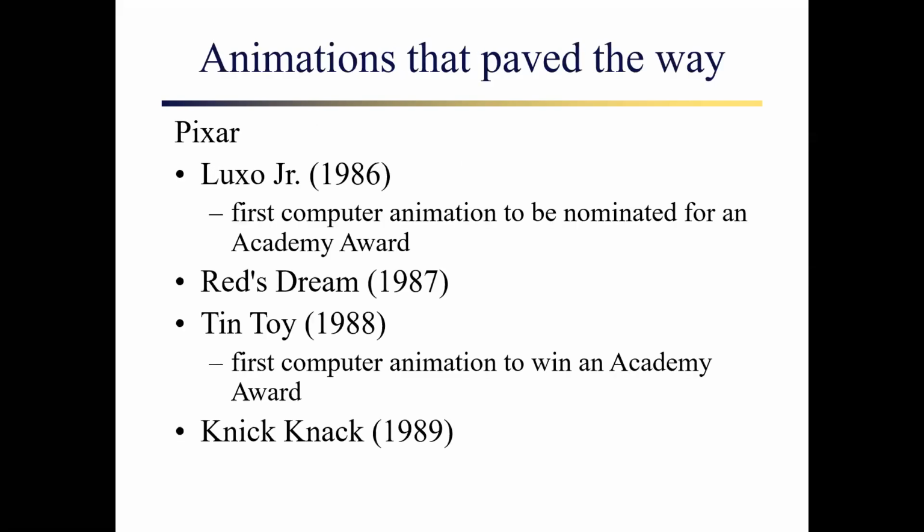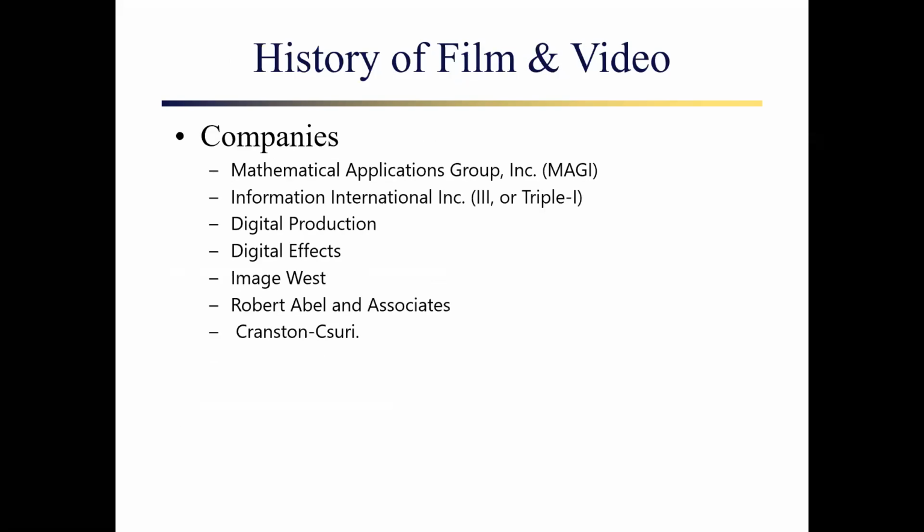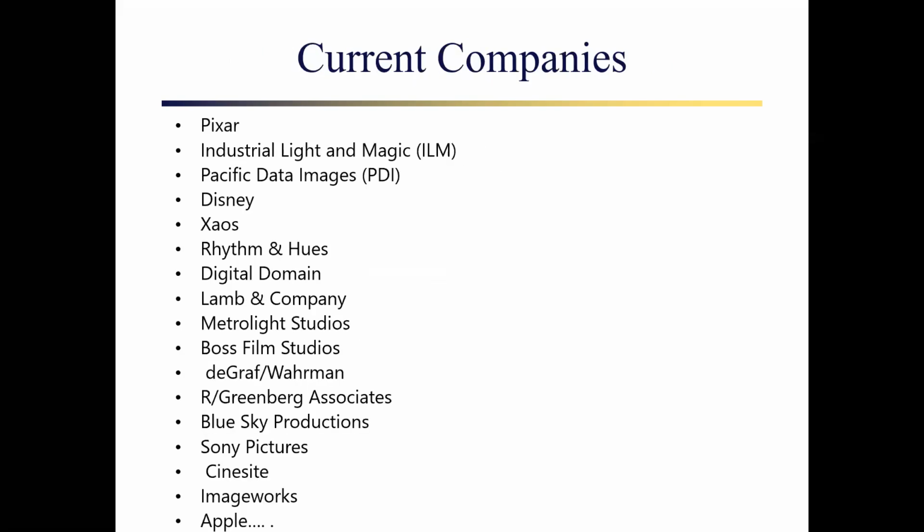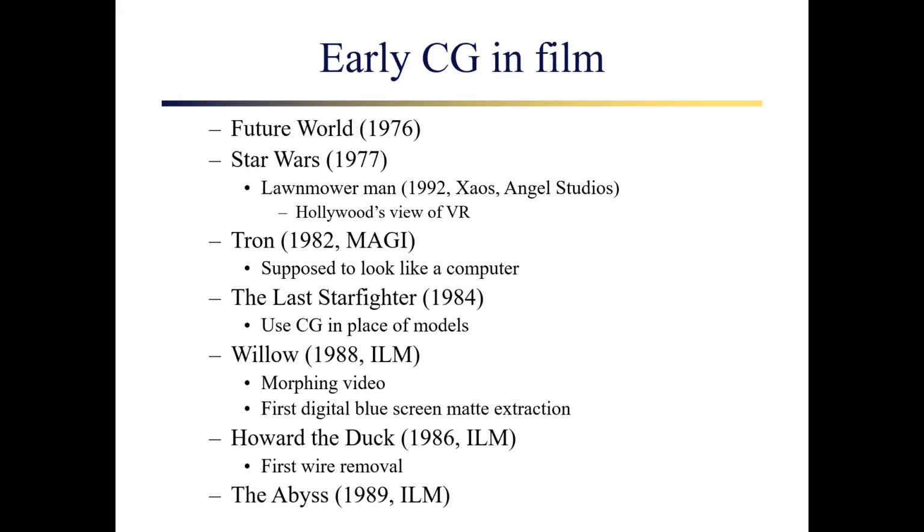Ang CG natin, itong mga diniscuss natin, ayan yung mga computer graphics companies. Tsaka ito pa, ayan, yung early CG in film. Futureworld, 1976. Star Wars, 1977. So, dyan ninyo i-relay yung assignment. Information with photos. Tron in 1982, supposed to look like a computer. The Last Starfighter in 1984. They use CG in place of models. The Willow in 1988 or ILM.